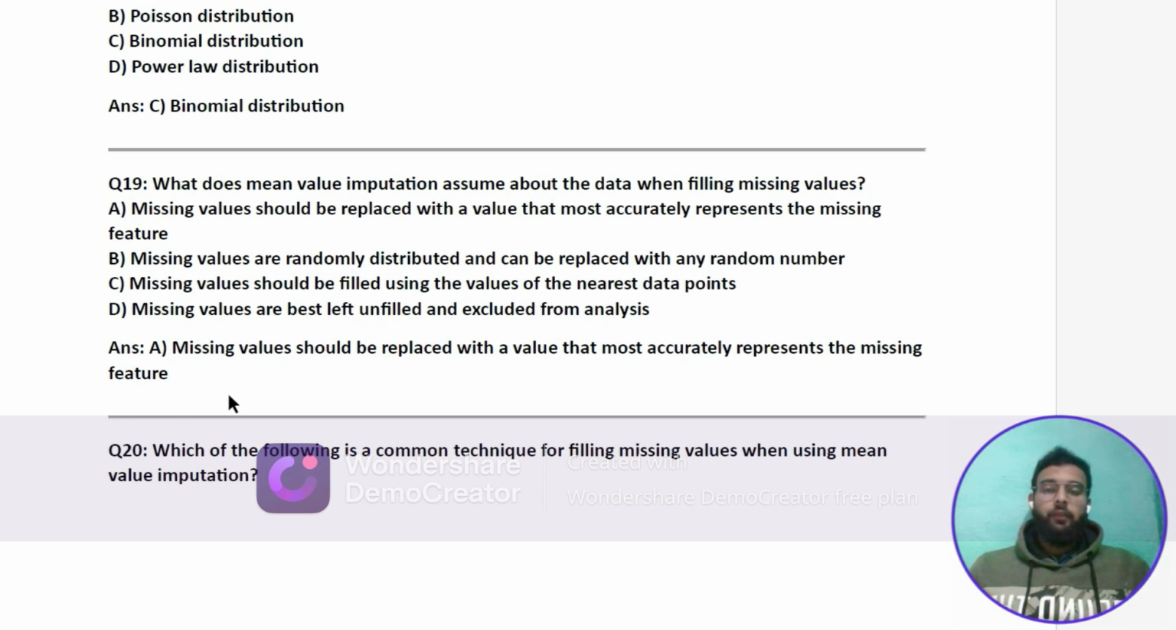So the answer for this is option A. Missing value should be replaced with a value that most accurately represents the missing feature.